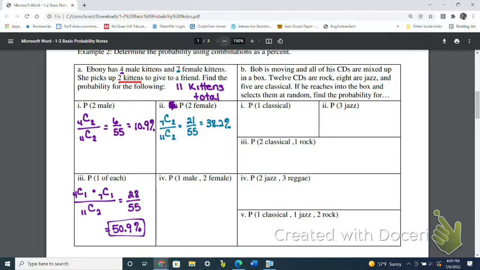And finally, 1 male, 2 females. Well, this is 3 kittens total. She only said she was picking up 2 of them. So can 3 kittens ever happen? No. So you can't get 1 male and 2 females, so this has a 0% chance. She only picked up 2 kittens.